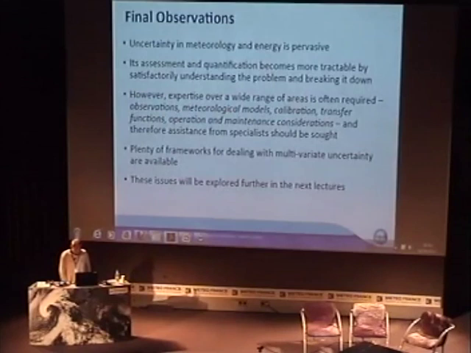Uncertainty in meteorology and energy is pervasive. So there are many sources of uncertainty, and its assessment and quantification becomes more tractable by satisfactorily understanding the problem and breaking it down. However, expertise over a wide range of areas is often required, from observations, meteorological models, calibration, transfer functions, operation and maintenance considerations. So there's no single expert, I would say, that can deal with all these things, and therefore assistance from specialists should be sought. And there are plenty of frameworks for dealing with multivariate uncertainty, and these issues will be explored further in the next lectures.